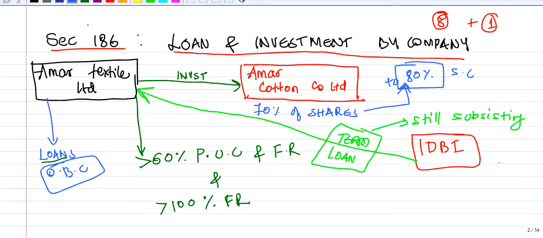So in this case, what are the legal requirements of Amar Textiles Limited under the provisions of the Act? Is it permissible to grant loan to other body corporate to invest in Amar Cotton Company Limited? Can it give loans to others exceeding these limits? Is it okay, given that a term loan is taken from IDBI? Is it all okay under the provisions of the Act? This is all covered in Section 186. So for that we have to know what Section 186 is.